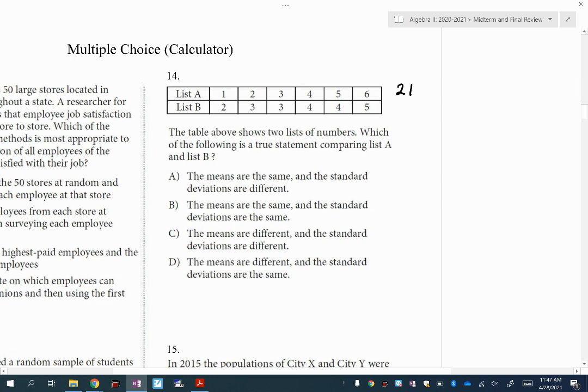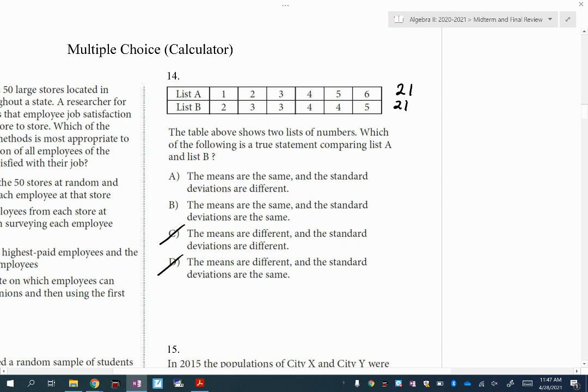And in the next one, we have 2 plus 3 plus 3 plus 4 plus 4 plus 5, right? This is a calculator section, so if you want to use a calculator, you can. But ultimately, you should see it's also 21. So 21 divided by 6 gives you the same mean. So the means are the same, so it's not going to be C or D.